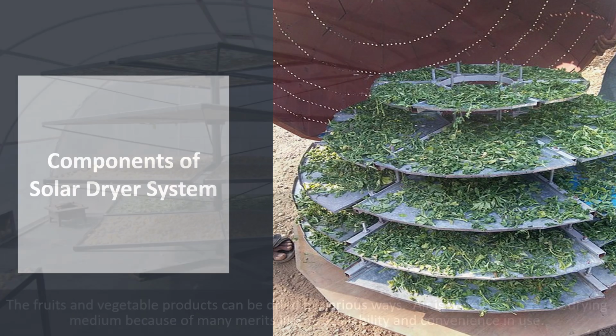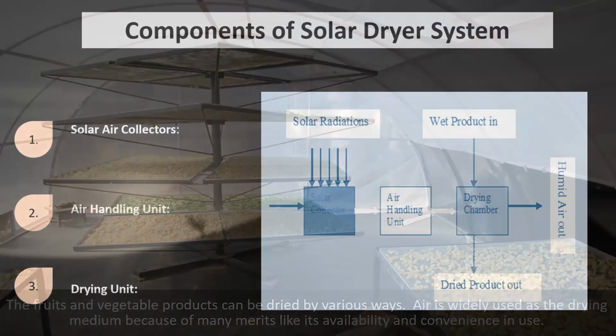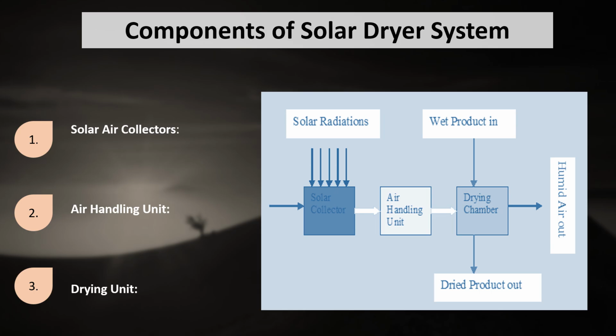Components of solar drying system. The fruit and vegetable products can be dried in various ways. Air is widely used as the drying medium because of many merits like its availability and convenience in use. The principal components of solar drying systems are represented here in the schematic diagram. We can see the solar air collector, the air handling unit, and the drying unit. These three are the important components of any solar drying system.